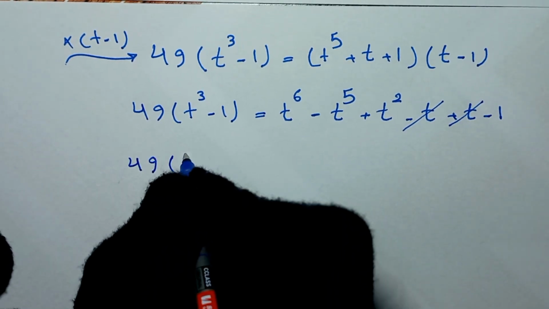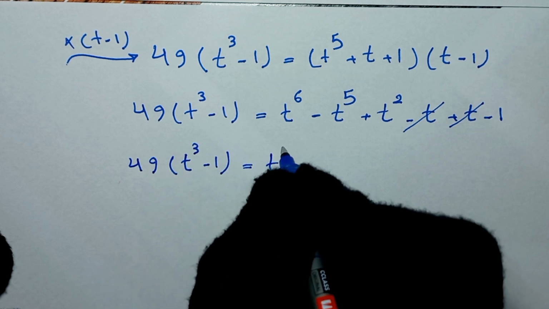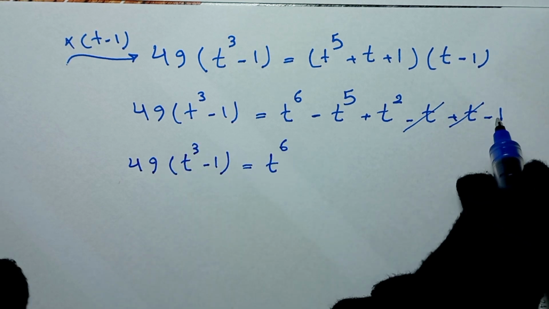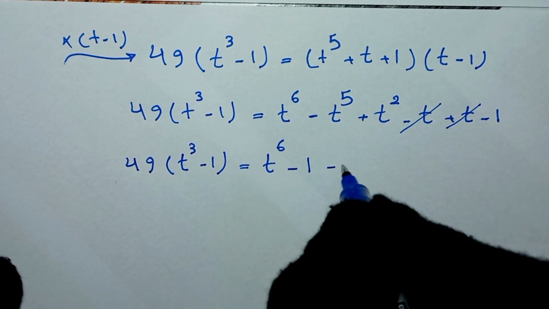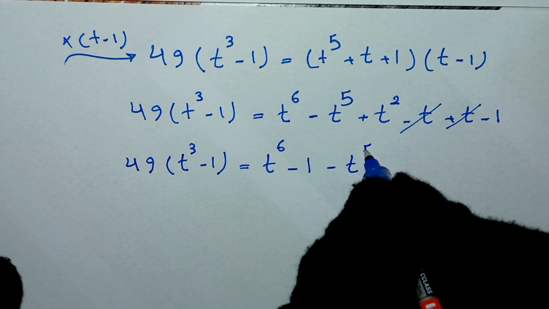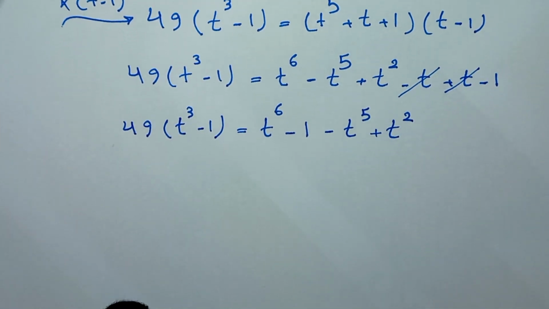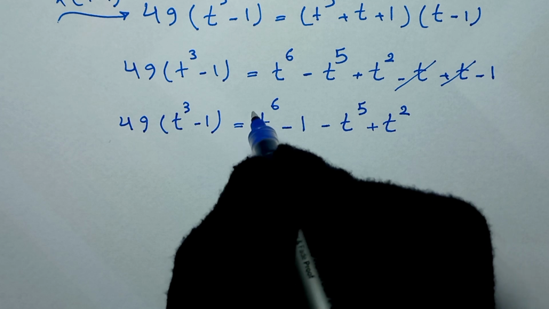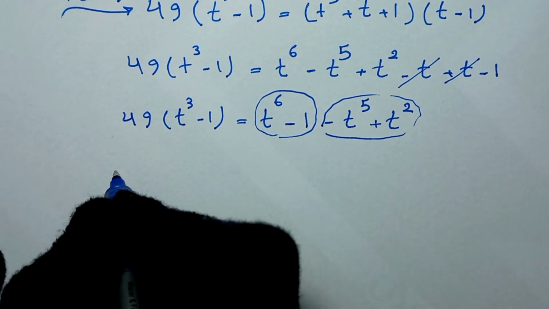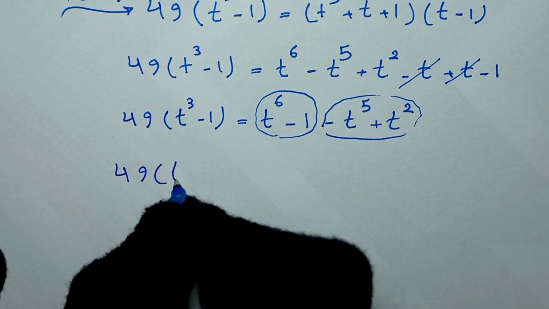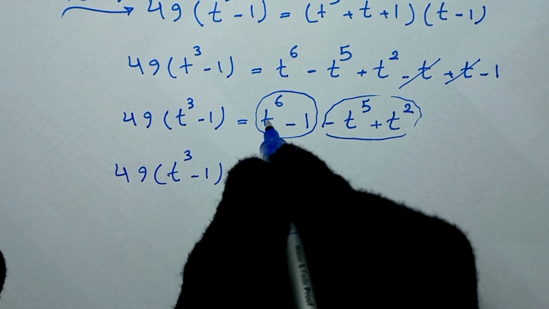And here this will cancel this and it will be 49 times t cube minus 1 is equal to t to power of 6 and minus 1. And here we have negative t to power of 5 plus t square, right? And in next step, we take these two parts together and these two parts together, and it will be 49 times t cube minus 1 is equal to t to power of 6.